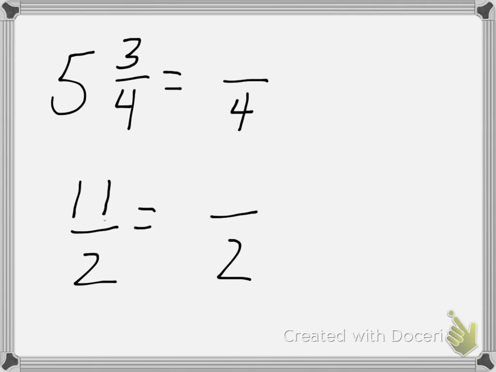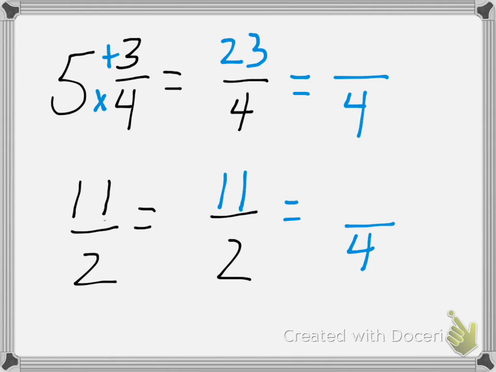If we're going to make them both into improper fractions, we can keep 11 halves just like it is. And this, remember again, is 5 times 4. 5 times 4 is 20, plus the 3 is 23 fourths. Now, we still can't compare them because we don't have a common denominator. Our common denominator is going to be 4, because we can cut halves into fourths. So 23 fourths remains the same, and this is times 2, so times 2 gives us 22 fourths.